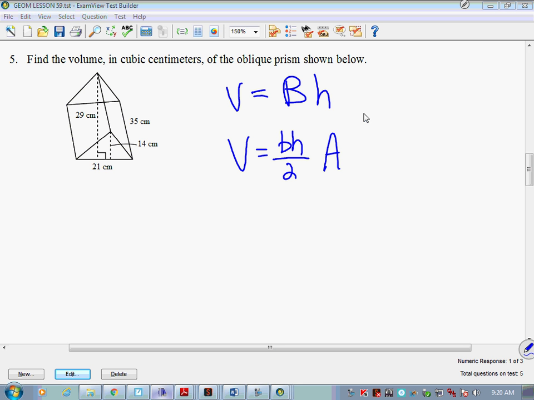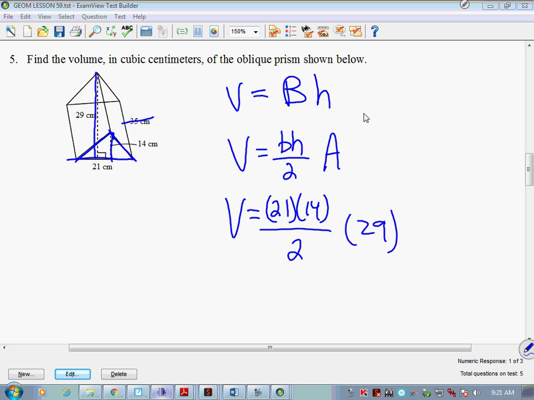Let's see, my base polygon here is my triangle. Even though it looks like the rectangle is, it's my triangle. So my base is 21. My height is 14. And I'm going to divide by 2. Now the next thing I need to figure out is what is the altitude? Because it is not 35. It is in fact 29. Okay, 29. And they'll typically represent the altitude as a dotted line.